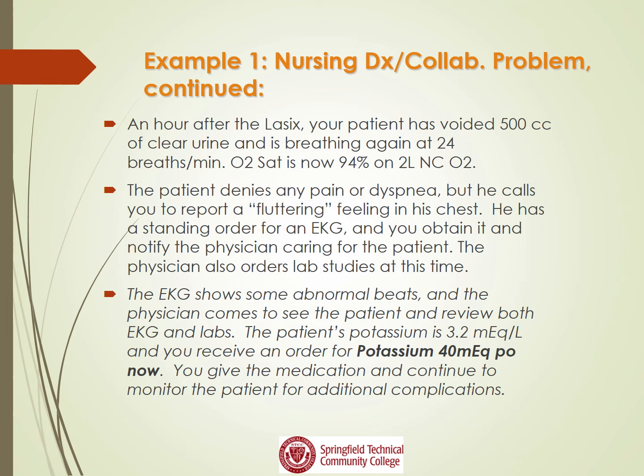And you notify the doc, you got this EKG, the patient has a fluttering in his chest, it's new, and the doc says, get some labs. The EKG shows some abnormal beats, and the physician comes to see the patient and review both the EKG and the labs. The patient's K is down to 3.2, and you receive an order for potassium 40 milliequivalents PO now. You give the medication and continue to monitor the patient for additional complications.